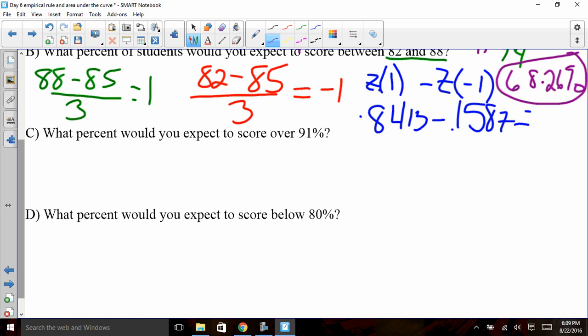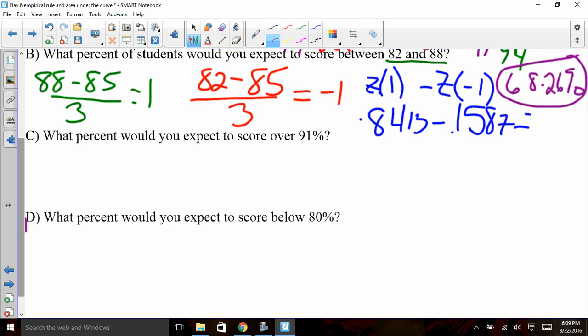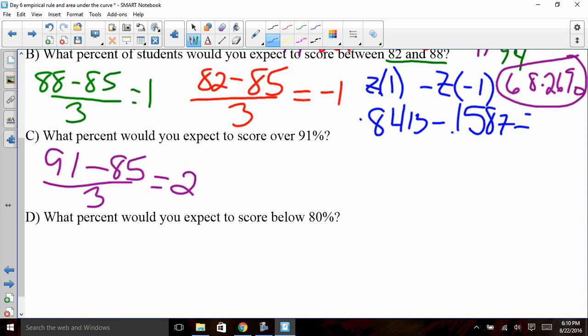Okay, next we're going to look for finding the percent of scoring over 91. So we are going to take 91, because that's the number I'm looking for, minus my average or my mean, divided by my standard deviation. So the number you should get here should be 2.